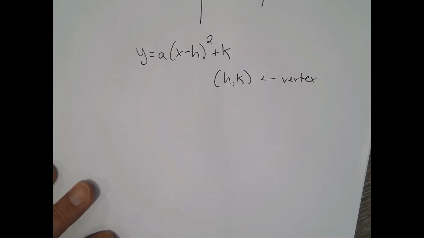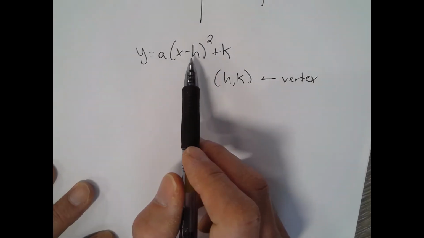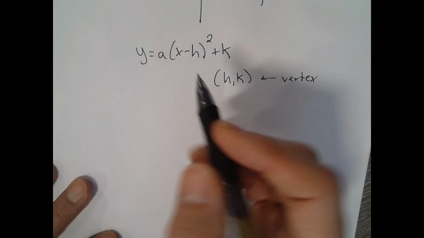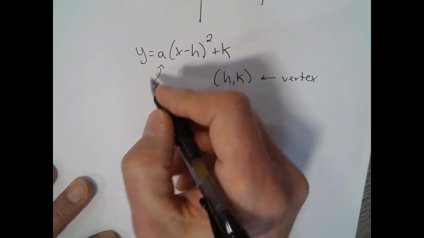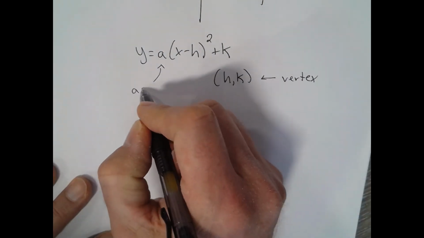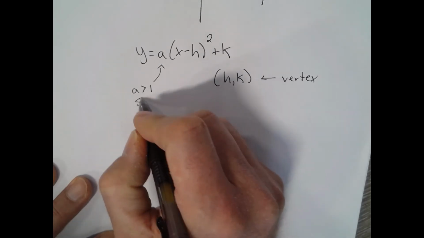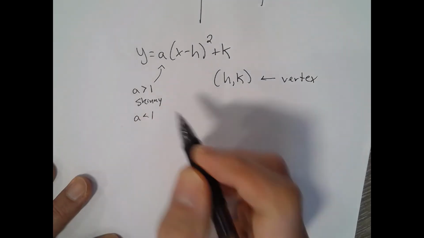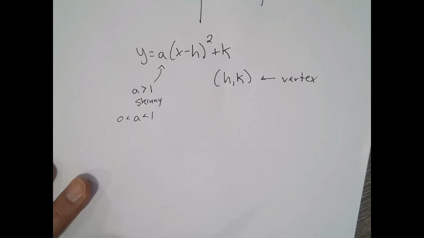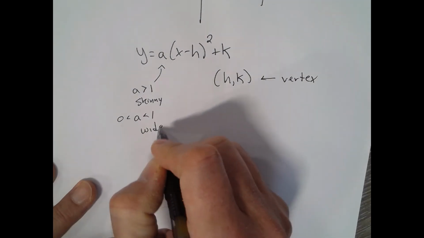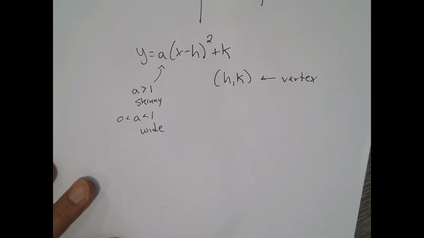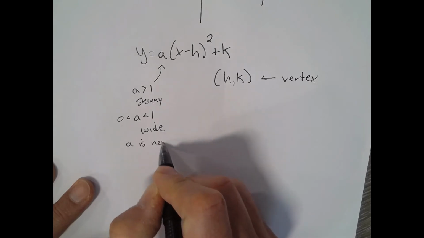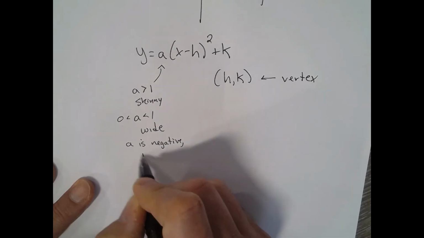So the minus k, that determines whether it's left or right. The k, minus h is left or right. The plus k is up and down. And then this a, if a is greater than 1, it's skinny. If a is less than 1, and greater than 0, it's wide. And if a is negative, it opens down.